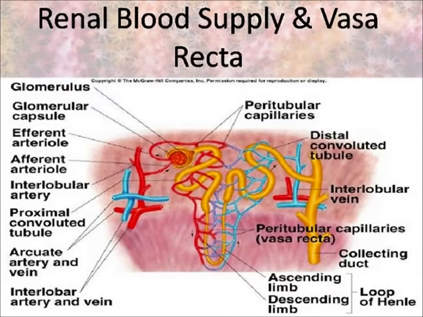Renal blood supply and vasa recta. The blood flow to the two kidneys is normally about 22% of the cardiac output, or 1,200 milliliters per minute.